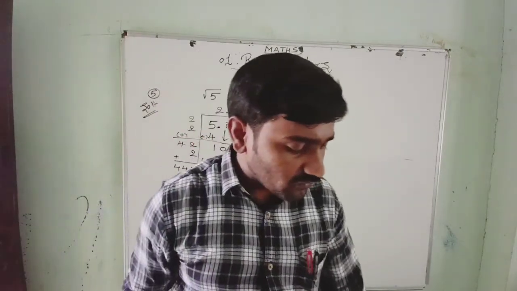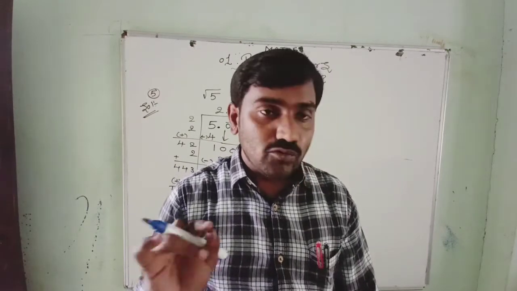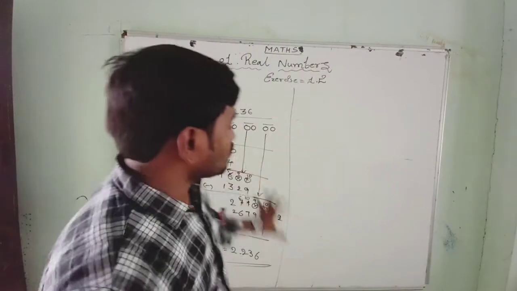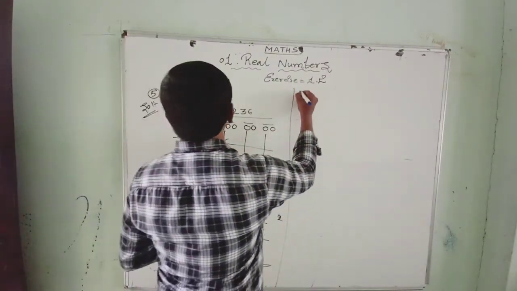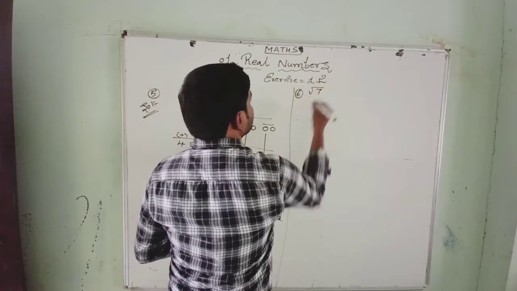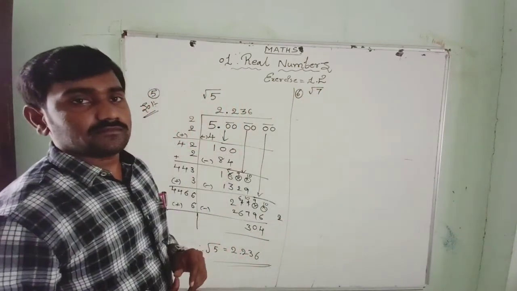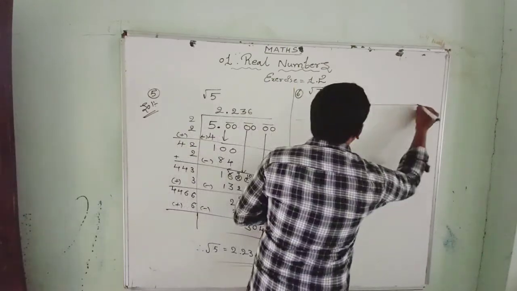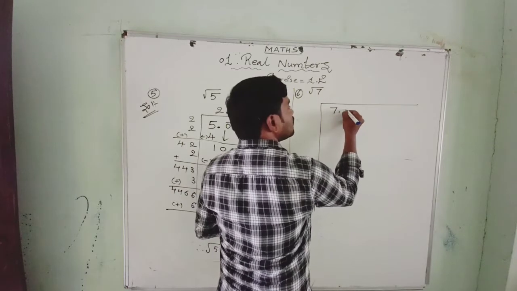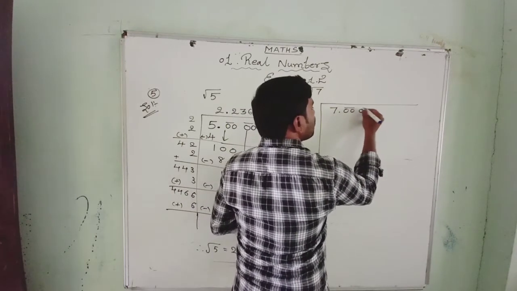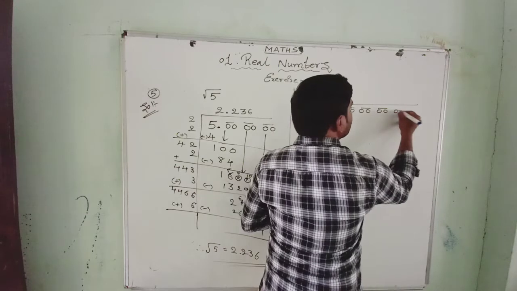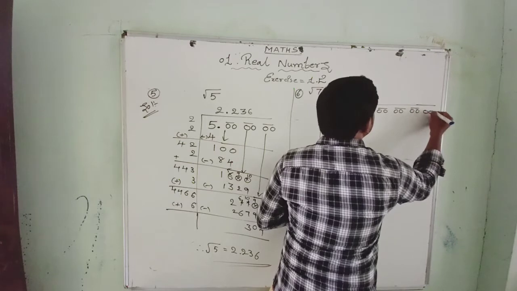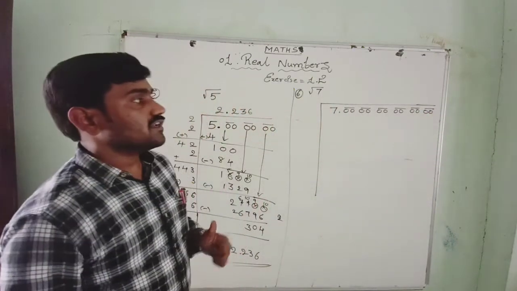Then we have to find out the value of root 7 up to 6 decimal places by the long division method. This is called the long division method. Now we have to find out the root 7 value up to 6 decimal places. So what do we have to do? As I told you, same. You write 7.123456, so 1 2 3 4 5 6. 6 pairs of zeros we have to take.